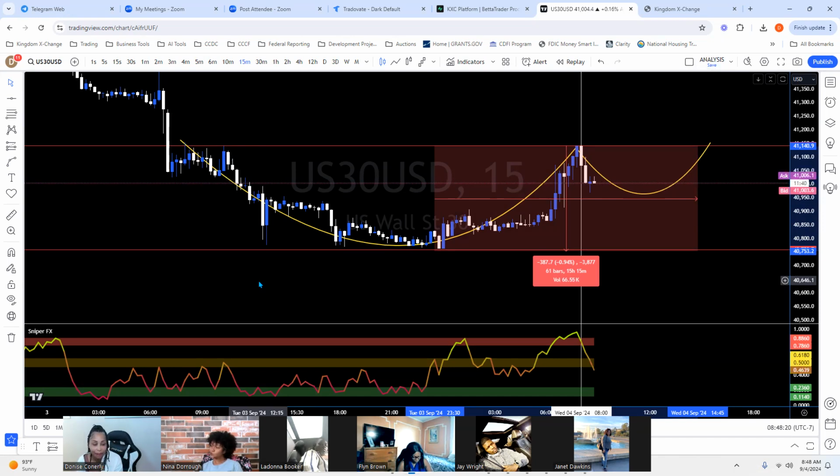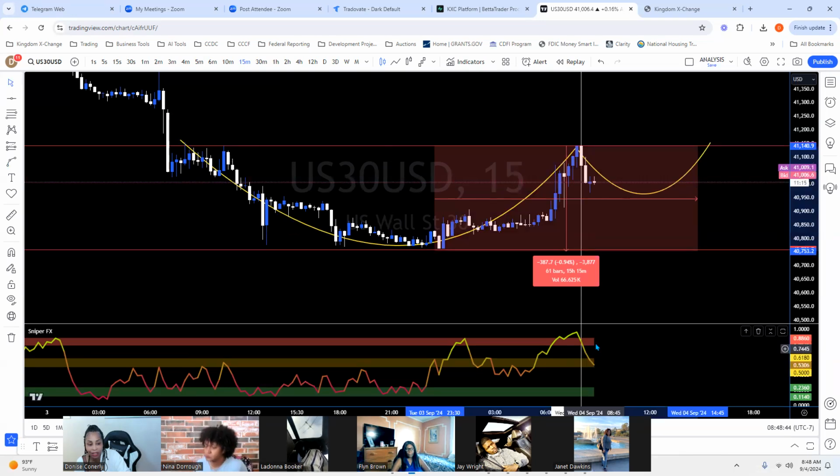But look at the cool thing about my tool. It's telling you, you still got some more downward movement to go. Don't give up on it yet. That's what the sniper is for. These 3 areas are the main areas you want to look for. So you want them to break and close below these areas or above these areas.